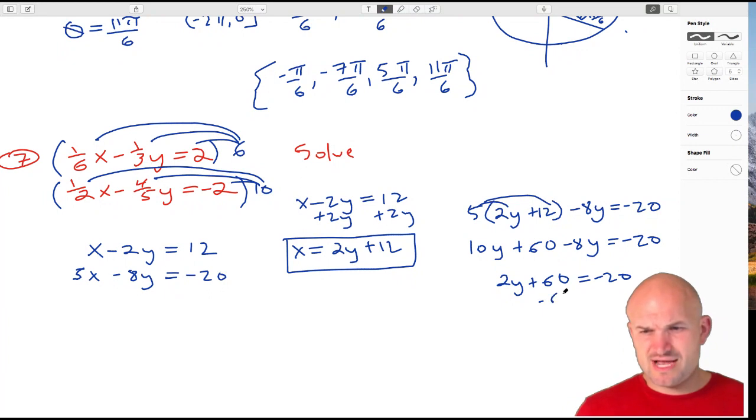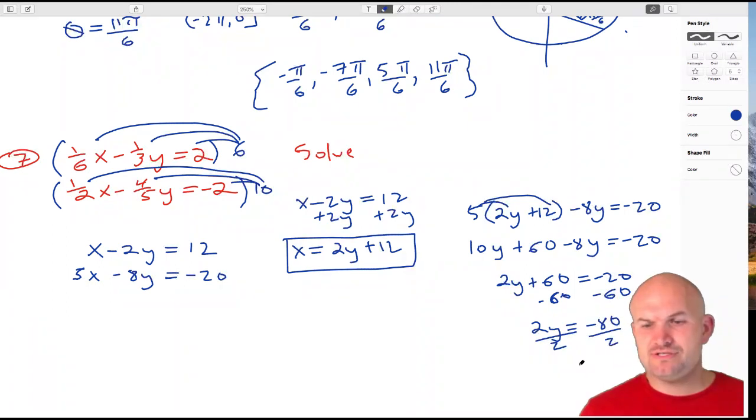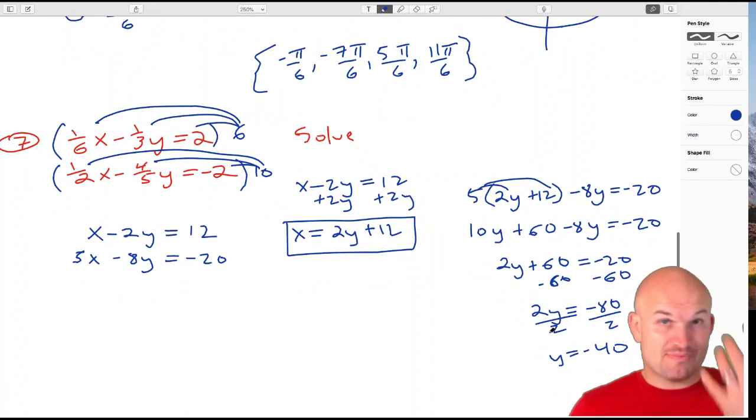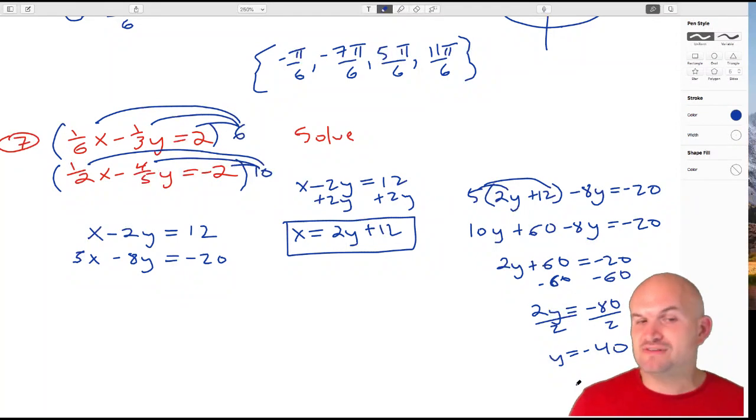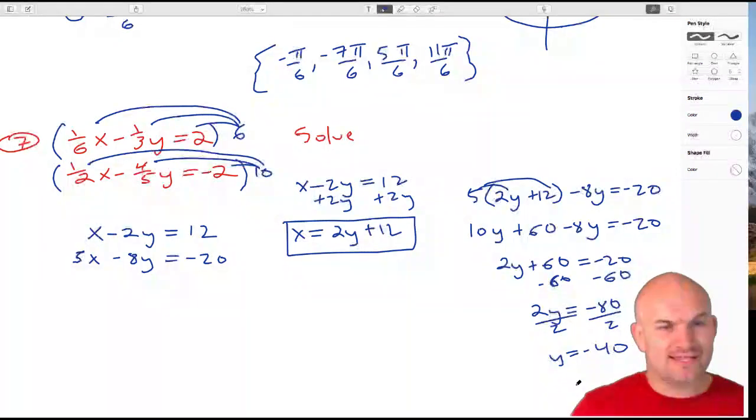Let's see, subtract 60, subtract 60. 2y equals negative 80, and divide by 2, y is equal to negative 40. Okay, but again, that's just representing what y is. We need to figure out what x is as well, because when you're solving a system of equations, you're looking for the solution for x and y, the values that are going to make both equations true.